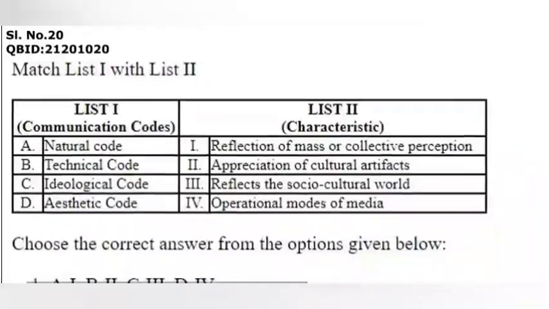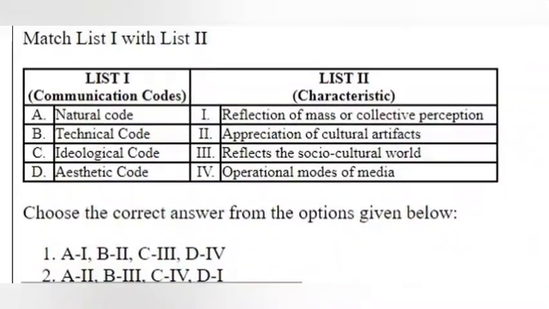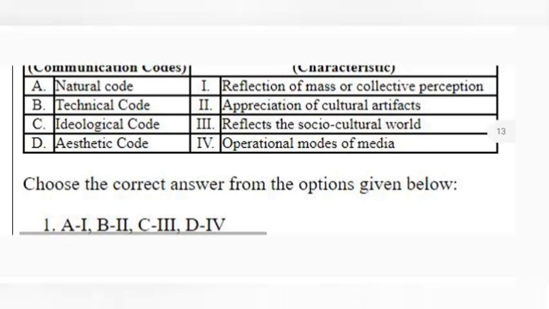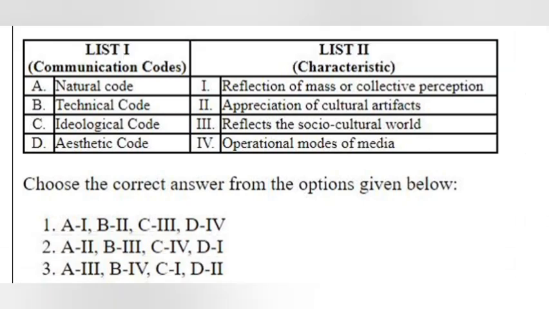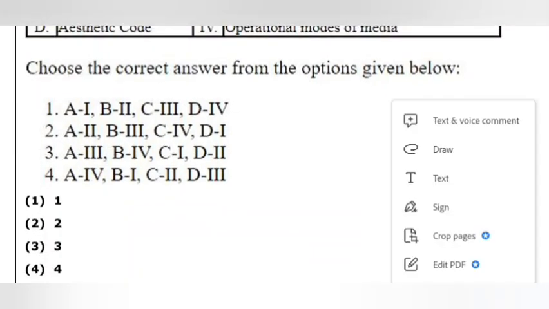Next, 20 says, we have two lists. In list 1 we have communication codes, in list 2 we have characteristics. Natural code, technical code, ideological code, aesthetic code. Characteristics are reflection of mass or collective perception, appreciation of cultural artifacts, reflects the socio-cultural world, operational modes of media. So C will be correct: A3, B4, C1, D2.